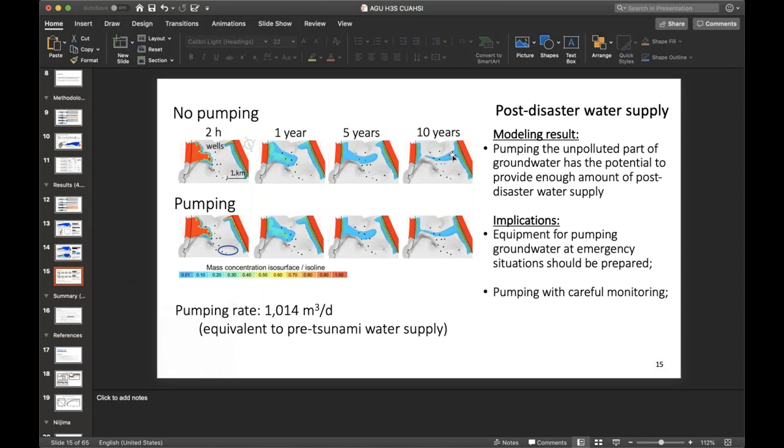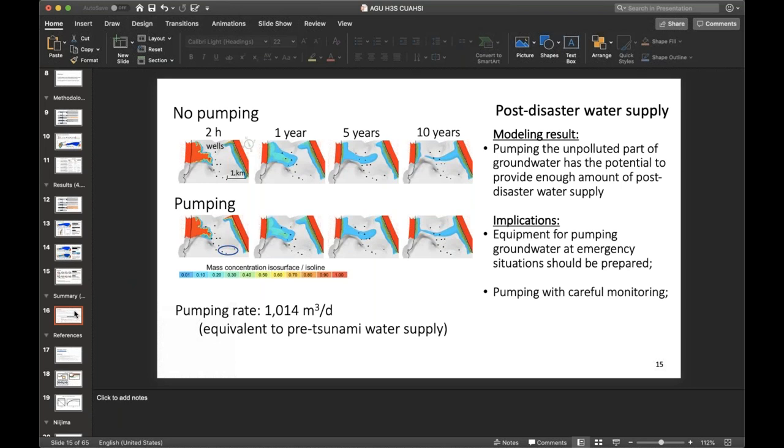So we wondered how we can supply fresh water to the local people instead of bottled water or transporting the water from Tokyo. Then we conducted a simulation in which we pump fresh water from these three wells, which were not inundated, which were not affected during the saltwater intrusion processes. So here we found that basically there's no difference between the pumping scenario and the no pumping scenario. And it should be noted that the total pumping rate from these wells was equivalent to the pre-tsunami water supply amount. So this is saying that there is a high potential that we can use those uninfluenced groundwater systems to supply fresh water to the local people if a tsunami happened to this island.